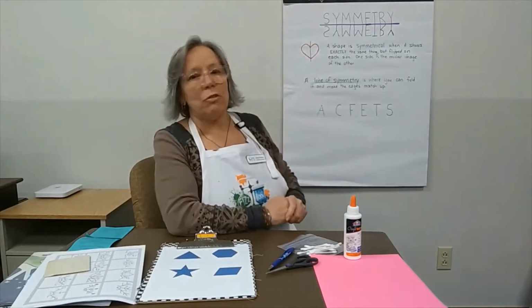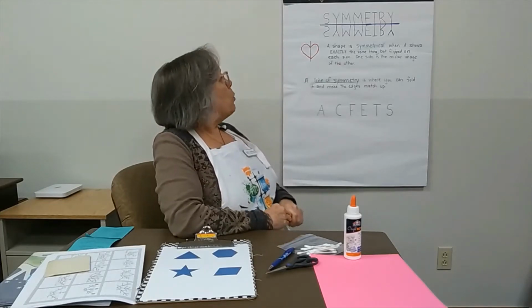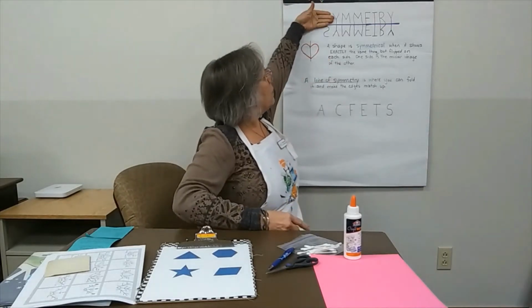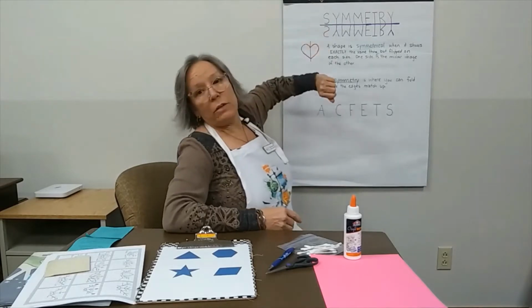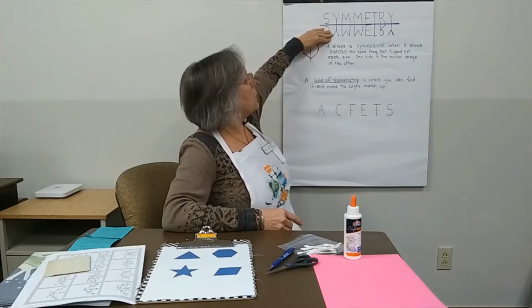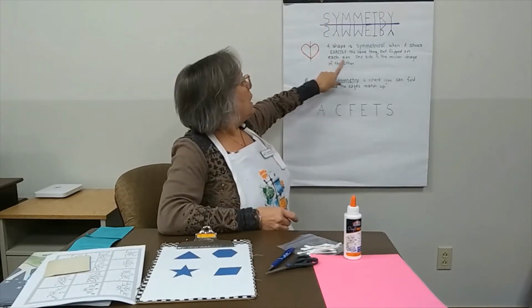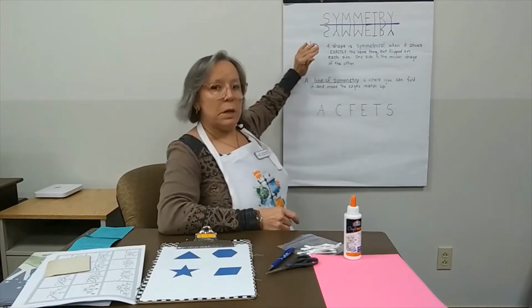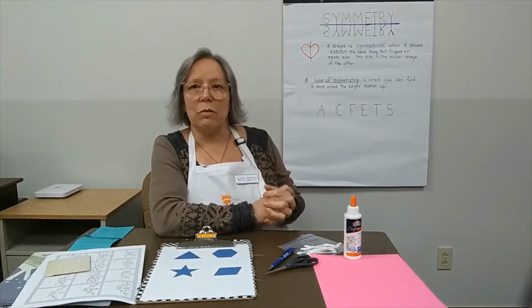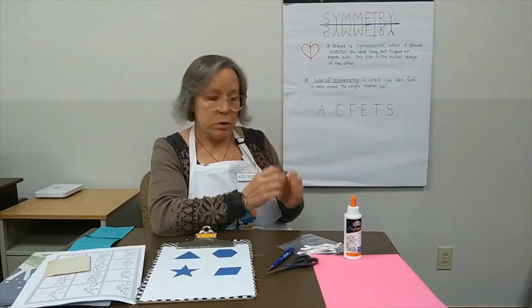The definition of symmetry: a shape is symmetrical when it shows exactly the same thing, but flipped on each side. So if you can see how the S is flipped over here and the Y is flipped over here, that is symmetrical. It comes from the word symmetry. One side is the mirror image of the other. As you know, when you hold a mirror up to something, it's kind of reversed, so it flips it over.